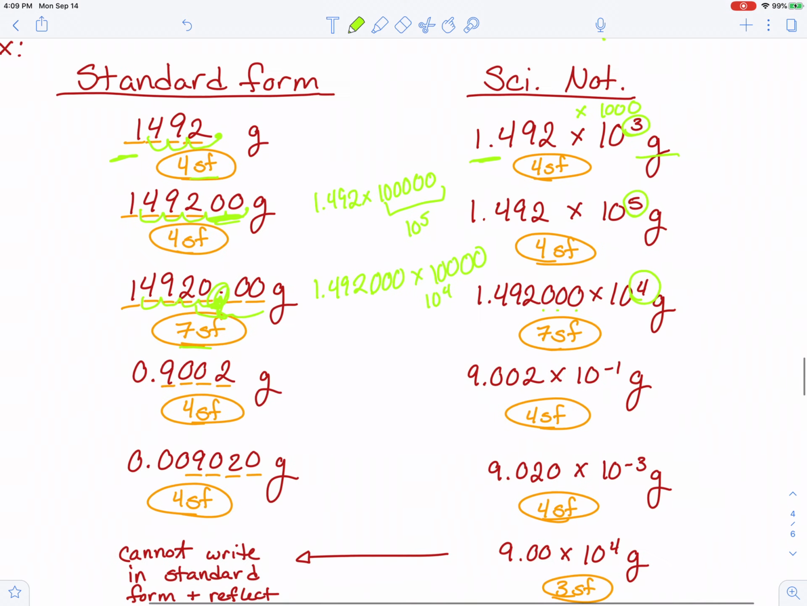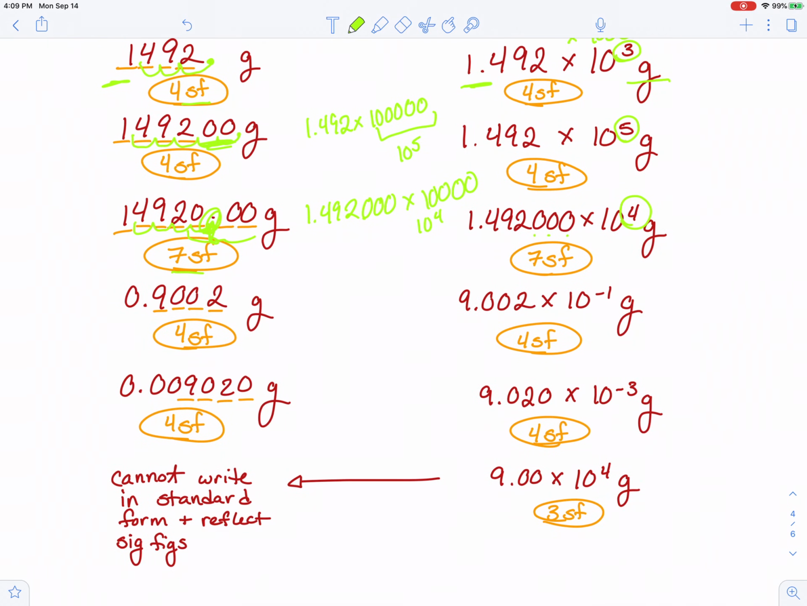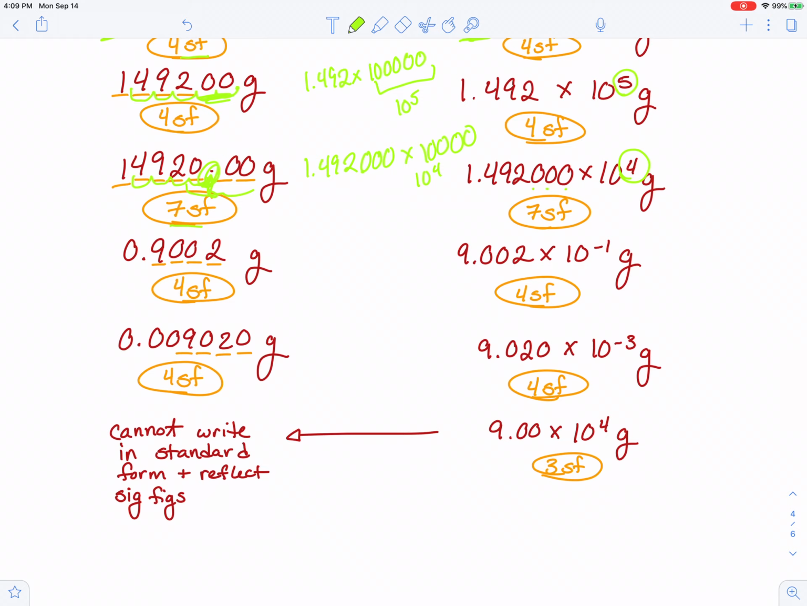All right. So we've looked at really, really big numbers. Let's start to look at small numbers. So when I'm looking at small numbers, those are numbers smaller than the ones place. I'm looking here, I've got a leading zero. Remember, leading zeros are never significant. And I've got 0.9002. I've got 2 captive zeros. Those are always significant. So I have 4 sig figs here. That means I have to have 4 sig figs in my scientific notation number.